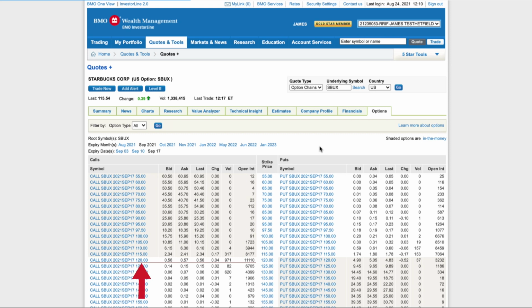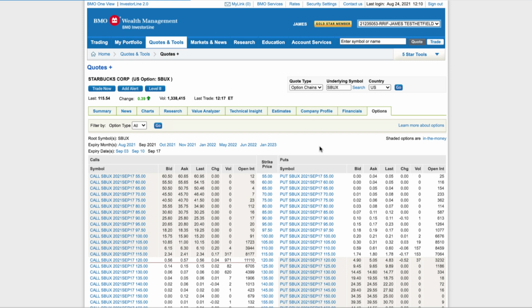The next number is the strike price. This is the price at which you would have the option to buy shares of Starbucks. In this case, the strike price is $120. Now we have the more familiar bid, ask, last, change, and volume columns. But keep in mind, these are for the option contracts, not the underlying shares of Starbucks.